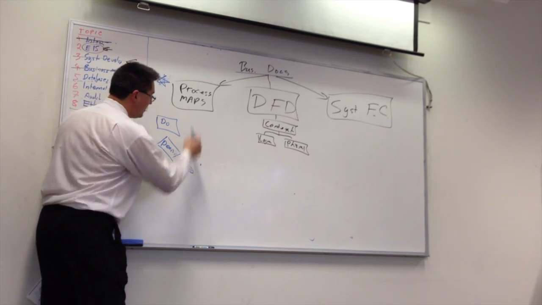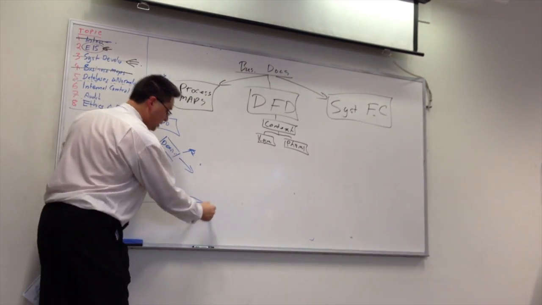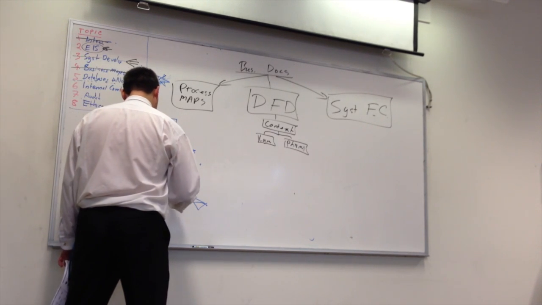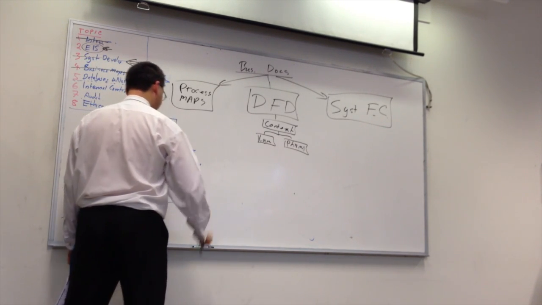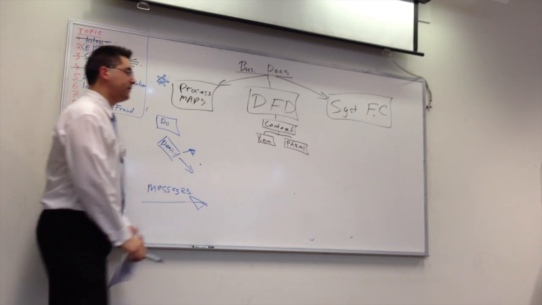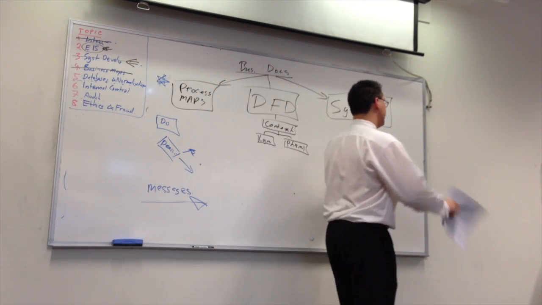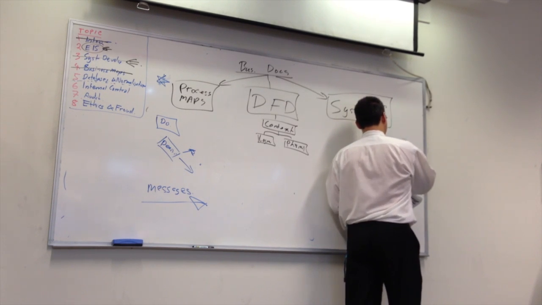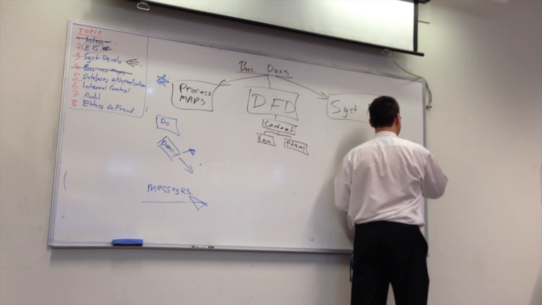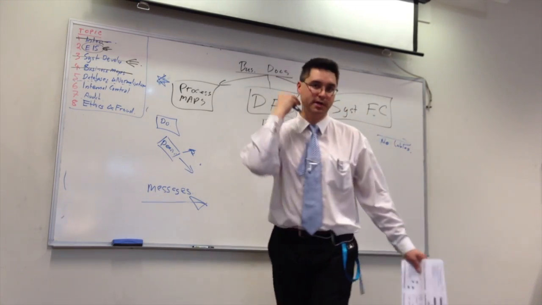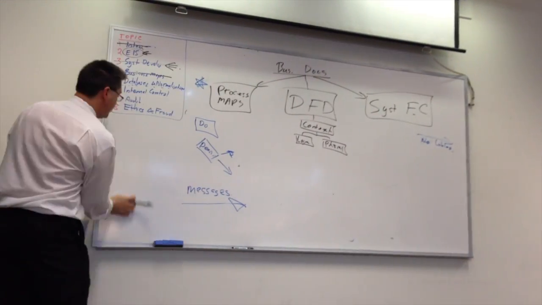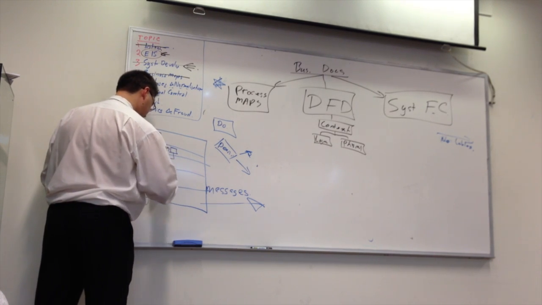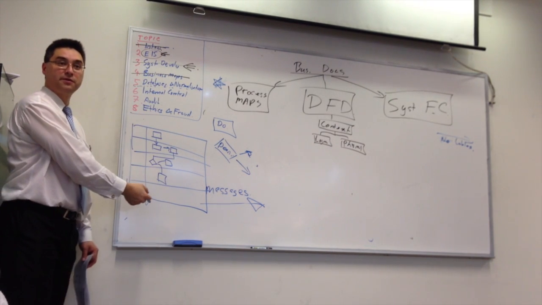The other thing you need to know about process maps is that they have arrows. All the arrows are labelled, so these are messages. This is different to a systems flowchart, because that also has arrows, but there are no labels. No labels on systems flowcharts. Process maps go like this.